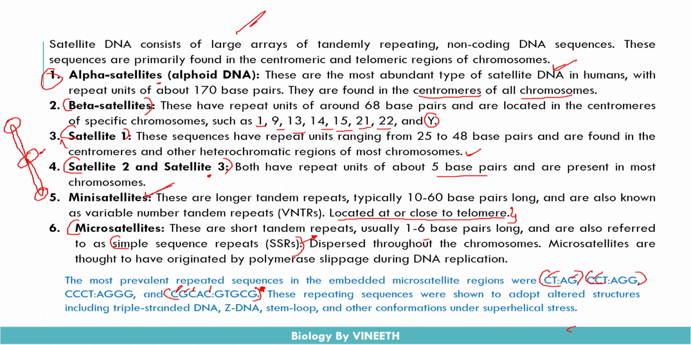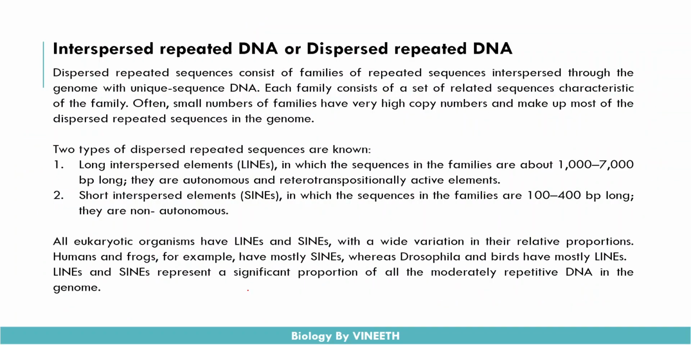This also induces some kind of superhelical stress on the DNA, which of course topoisomerase will relieve. But microsatellites are the most important DNA sequences which produce that kind of superhelical stress on the chromosomes. So this is all about the tandemly repeated sequences. Remember, tandemly repeated sequences will be present at specific locations except the microsatellites, because of their short repeats. They are dispersed throughout the chromosomes, and sometimes considered interspersed repeats of DNA.